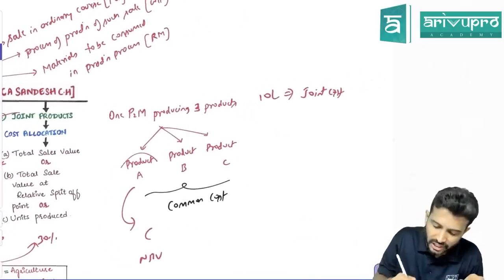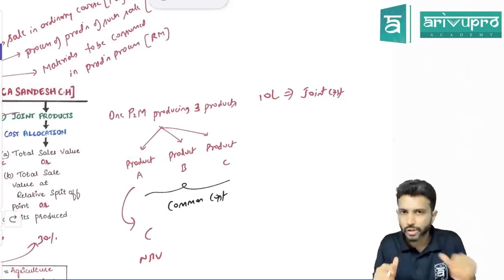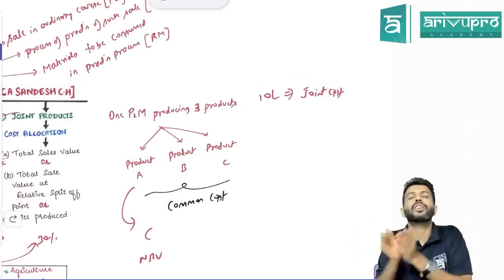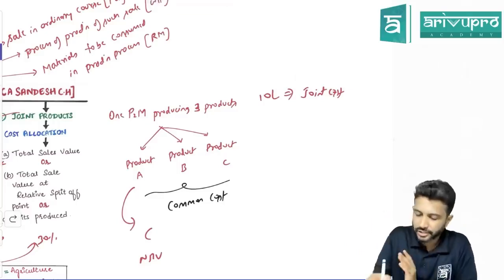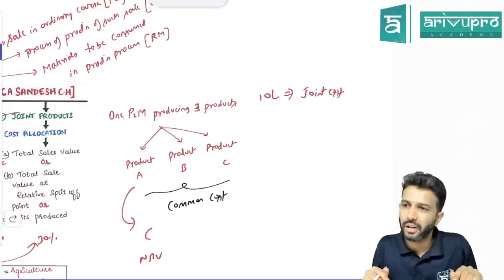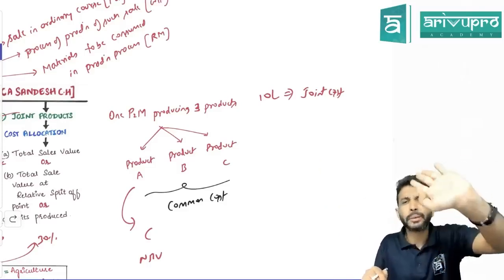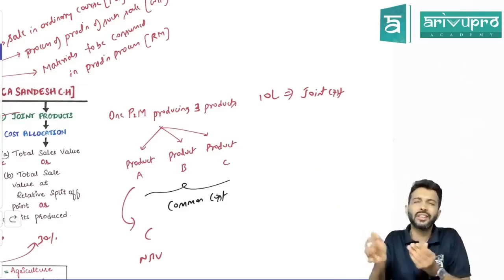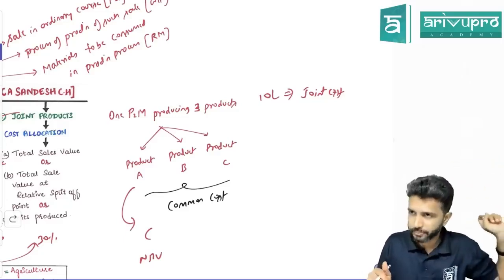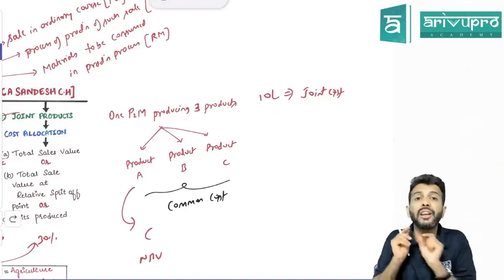Since each inventory is separate, each inventory's cost you need to find out. But this 10 lakh is the total cost relating to 3 products. So what the standard says is this 10 lakh of joint cost should be allocated among all the 3 products on some basis. Standard says use some rational basis. Usually they say this rational basis is sale value at split off point. This 10 lakh will be allocated in some ratio.